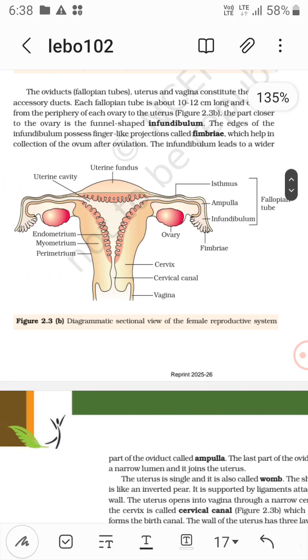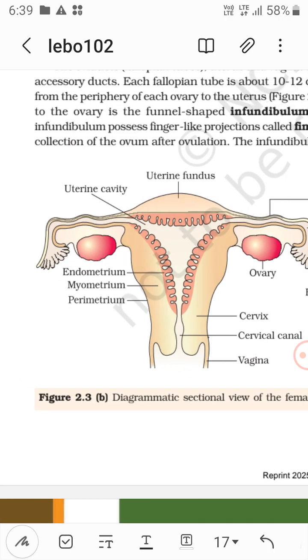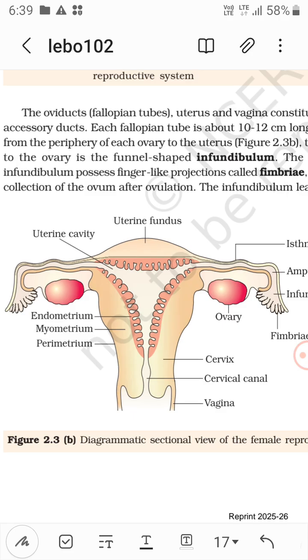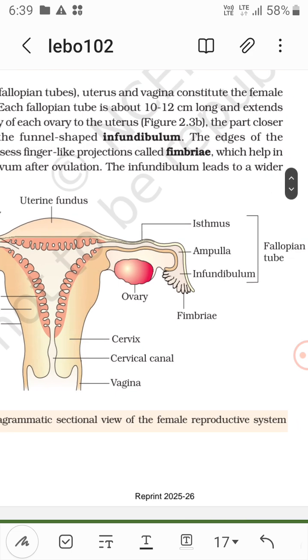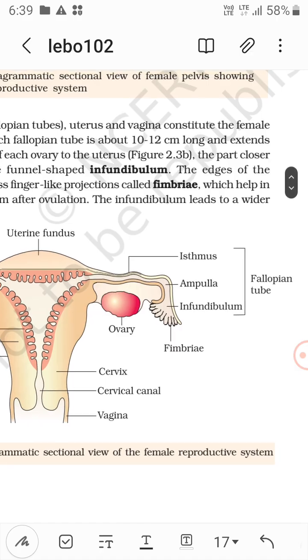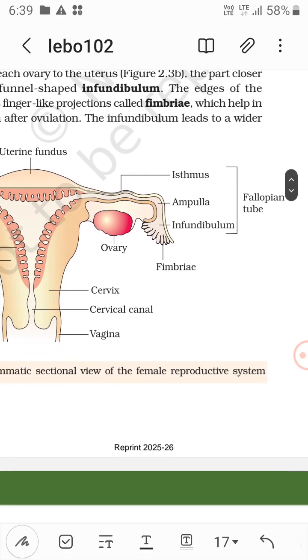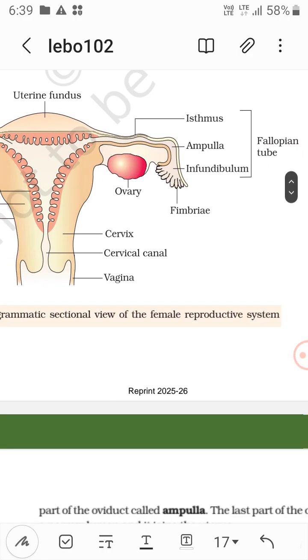In this diagrammatic sectional view of the female reproductive system, you can see the endometrium on the inside, the middle layer is the myometrium, and the third is the perimetrium. There is the uterine fundus, and then the uterine cavity, and the ovary. Next to it there is the infundibulum that has the fimbriae, and then the ampulla, and then the isthmus, which is the narrow part. So these are the fallopian tubes, which have the infundibulum, ampulla, and isthmus. Then there is the cervix, which has a cervical canal, and then there is the vagina. So these are the female reproductive system.